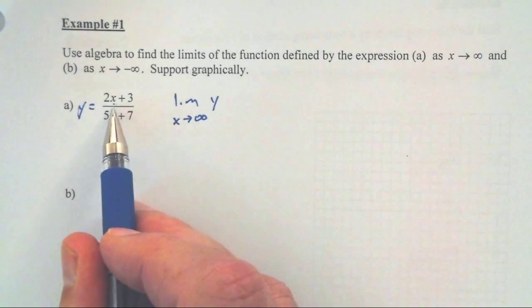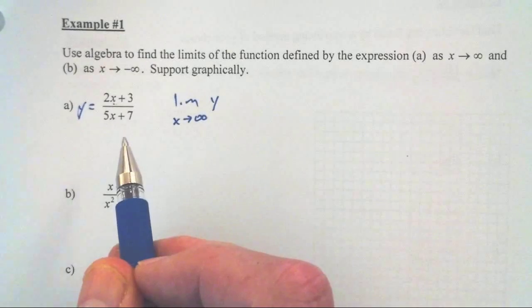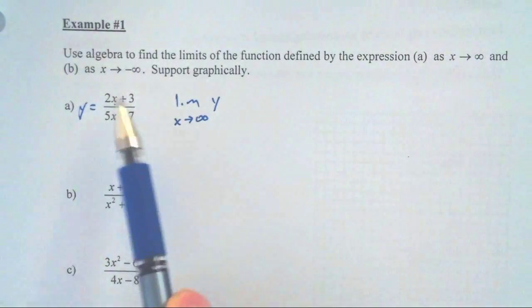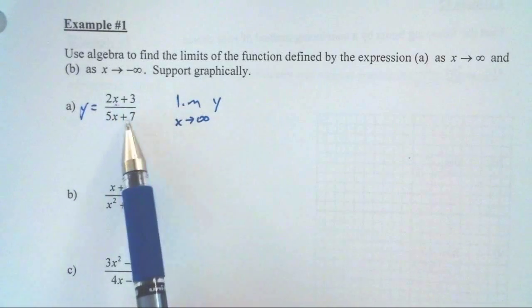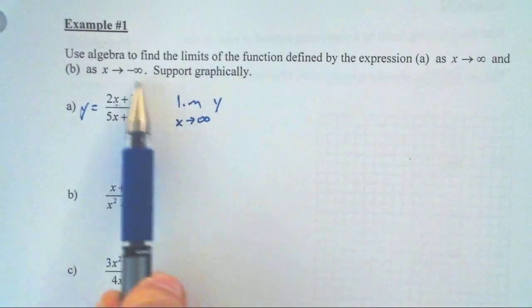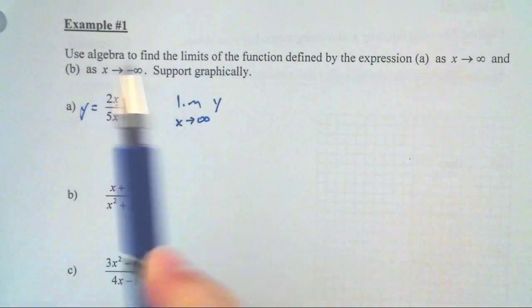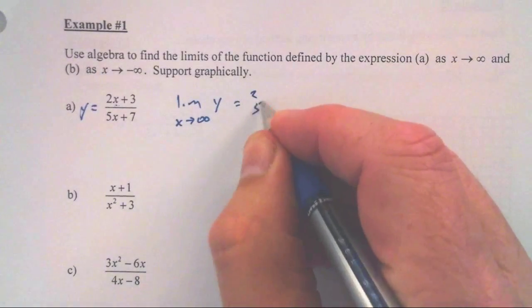If we had to approximate 2,000,000,003 divided by 5,000,000,007, we'd say it's 2/5, right? So here's the approach when it's polynomial. We say 3's not really a player in the numerator when x gets big. 7's not a player in the denominator. So I get 2x on 5x. The x's cancel. The limit as we approach infinity is 2/5.